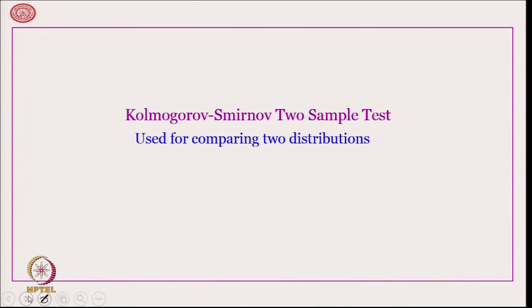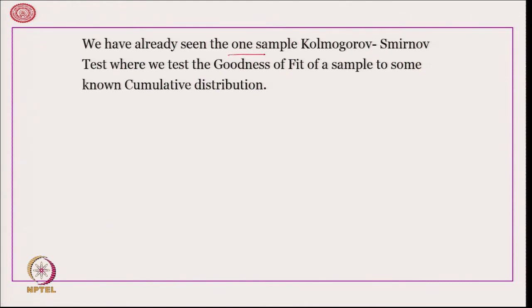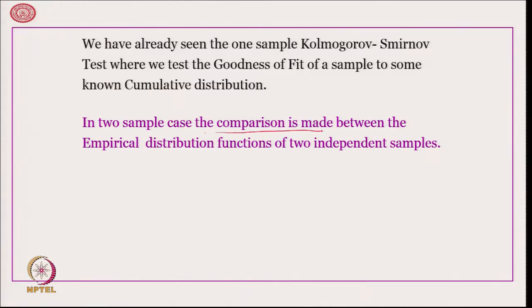As I have already mentioned, it is used for comparing two distributions. We have already seen the one sample Kolmogorov-Smirnov test, where we compare whether the sample that we have taken from a population is coming from a population having some known cumulative distribution. However, in the two sample test, we are not comparing a sample with a known distribution, rather we are checking whether the two samples are coming from the same distribution or having the same empirical distribution. We do not know the actual distribution of either sample, but we want to check if they have the same distribution.